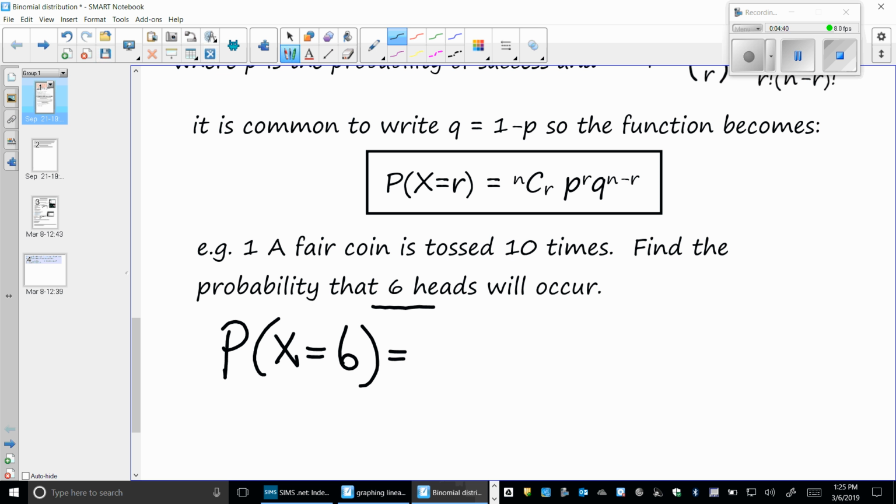Maybe I should have established this first. What's n in this question? 10. What's P in this question? I haven't told you, but you know this. What did P stand for? The probability of success. What's the probability of getting a head? 5 out of 10. A half, yes?